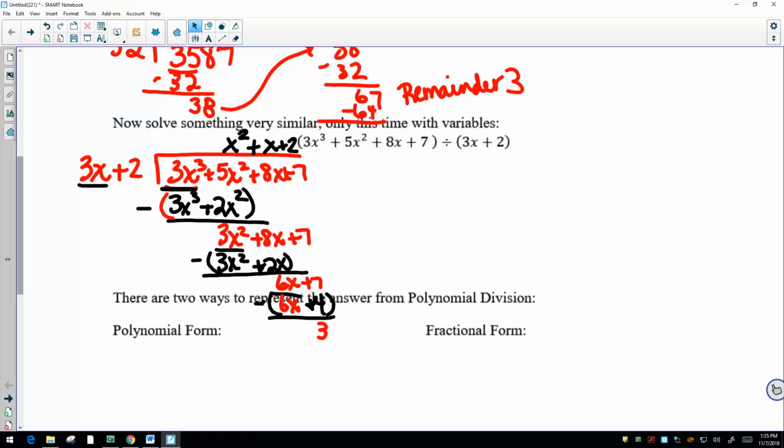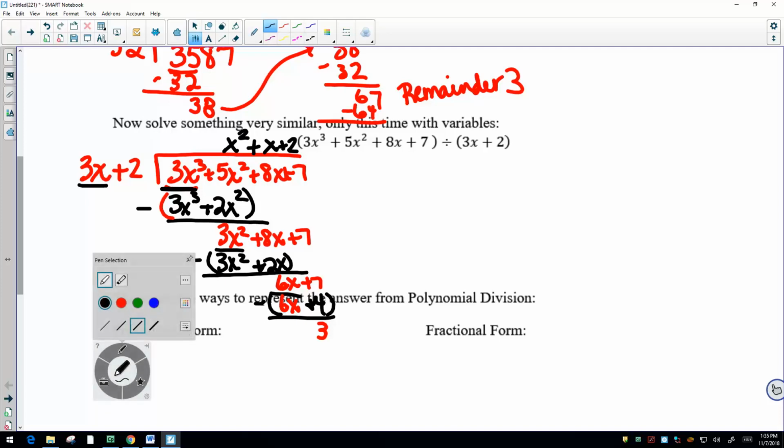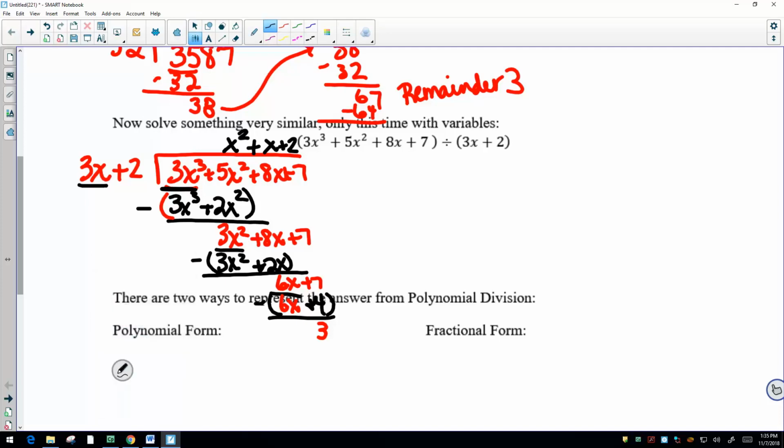Now, a couple of things that we want to be aware of. These have different terms. So at times we'll be referring to these in different terms. For instance, we know that this is the remainder. That's no problem, right? Okay. The number on the outside, what we are dividing by, that is your divisor.